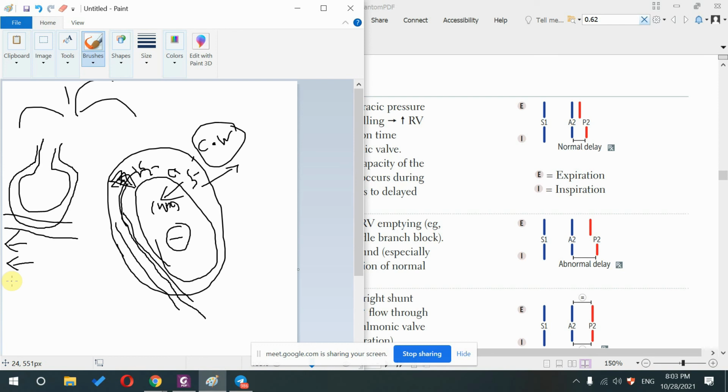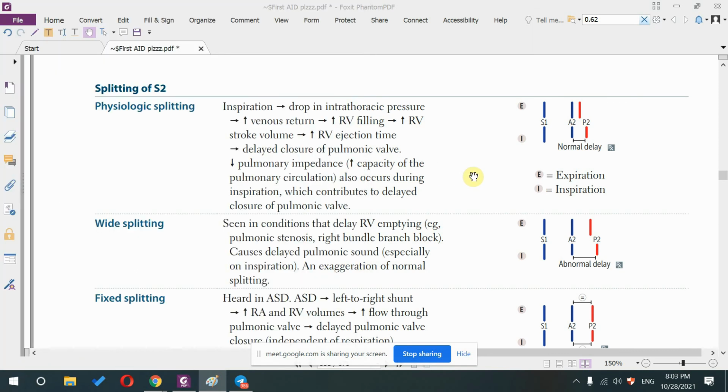That will delay the movement of the blood from your right ventricle to your lung. If that is true, there will be a decrease in the impedance of the pulmonary of the lung, which will lead to delayed movement of the blood through the pulmonic valve, which leads to the delay during the inspiration. So 2 mechanisms, guys, not 1.